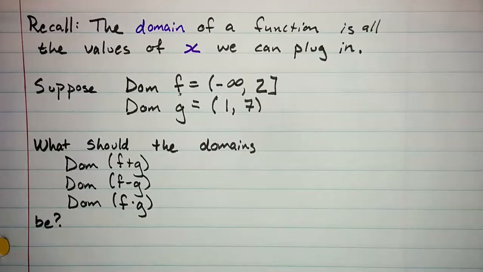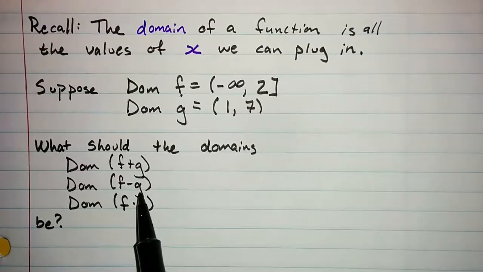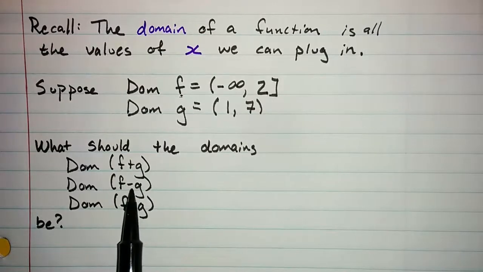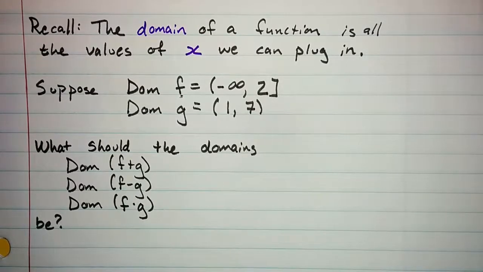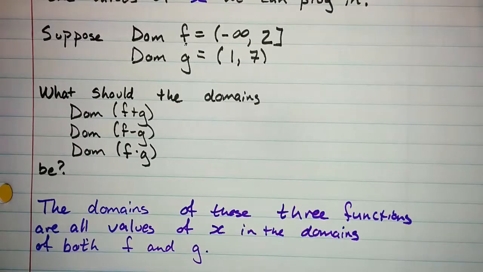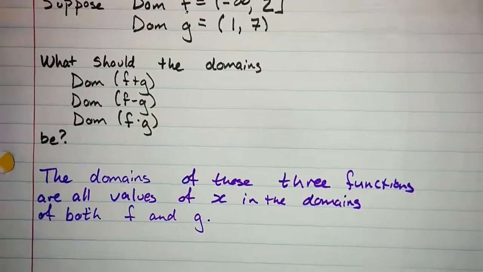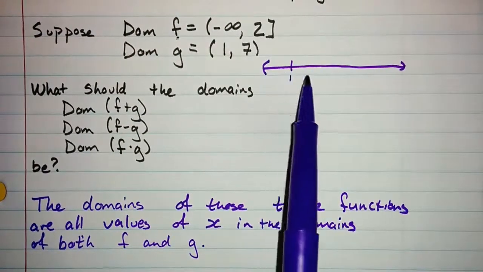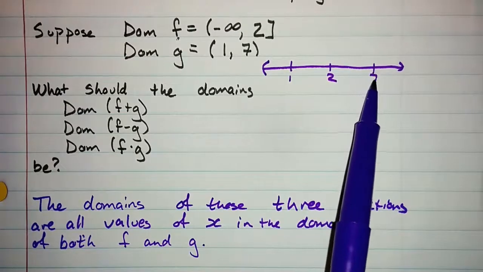What do you think? Well, any two numbers I have, I can certainly add them together. I can certainly subtract them. I can certainly multiply them. So as long as both f and g will give me output for my x, I can do the addition, I can do the subtraction, I can do the multiplication. The domains of these three functions are all of the values of x that are in the domains of both f and g.